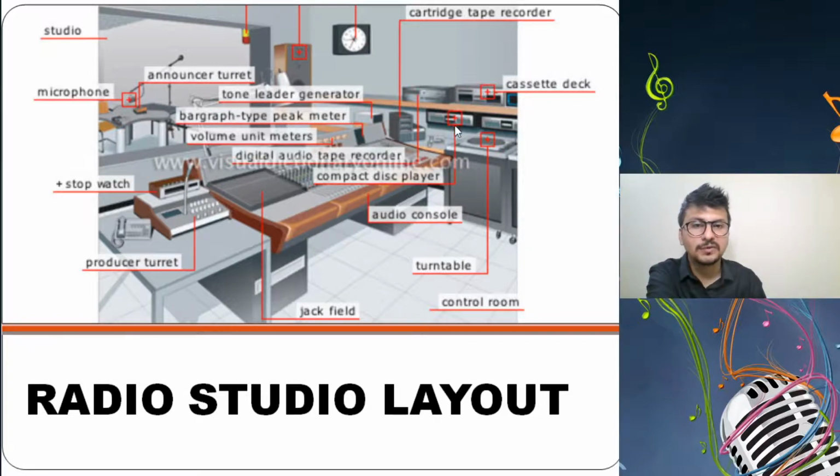You can see the DVD player and compact disc player kept there. Here is the cartridge tape recorder, where you can use mini DV cassettes to record. This is turntable one. This is the control room. This is a cassette desk. So this is a simple radio studio layout.